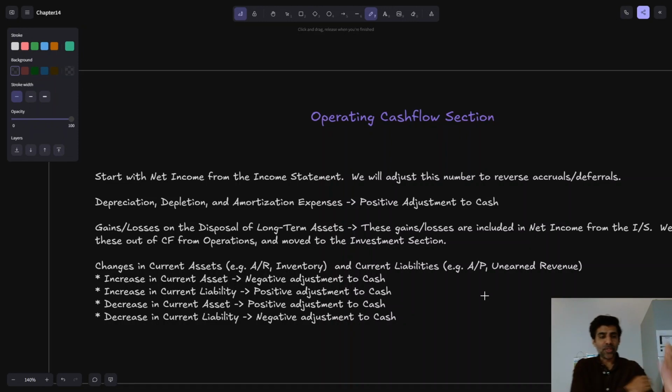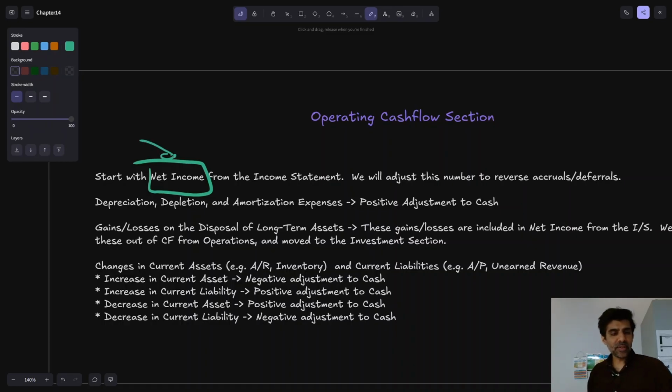But basically, with the indirect method, we're going to start, as a starting point, with the net income. The net income is coming from the income statement. So we're going to have our income statement. We have that net income number, but we know that there are going to be non-cash things baked into the net income. So what we're going to do is start with the net income and do a bunch of adjustments to it to suss out how much cash was actually transacted.